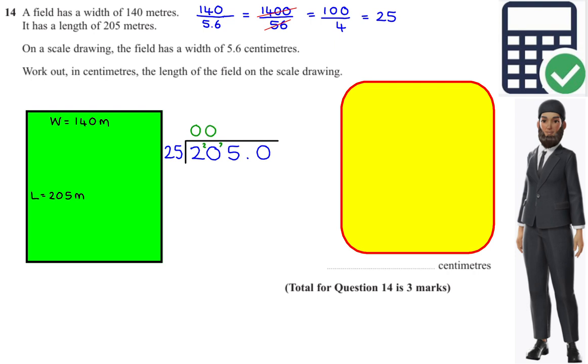I'm now going to carry the 205. 205 into 25, well, it goes 8 times with a remainder of 5. 50 divided by 25 gives you 2, and this is your final answer. So in terms of this, on the scale drawing, the size of the length should be 8.2 centimeters. Let's write that down over there, which is 8.2 centimeters.